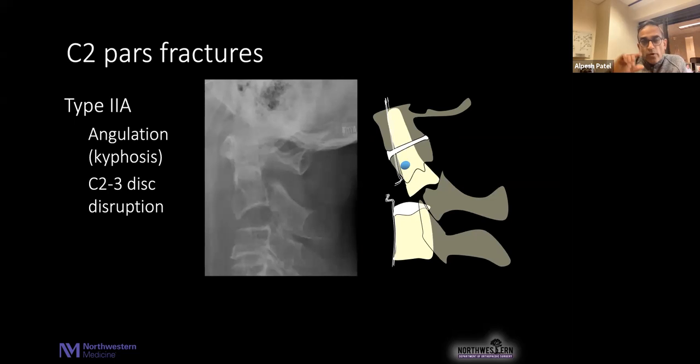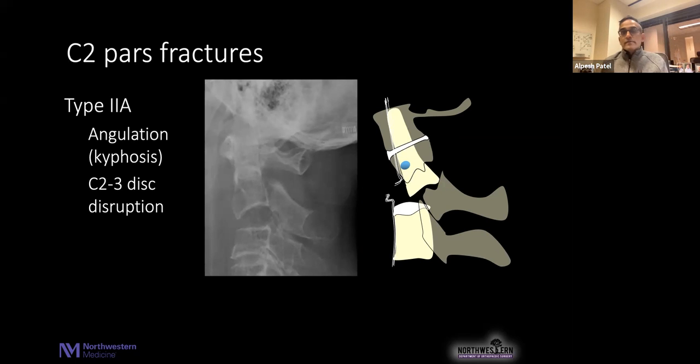Type 2A is where the angulation gets a little bit more, right? So you're talking about typically more than about 20 degrees of angulation. You'll oftentimes see disruption of the C2-3 disc as well. So the disc will look distracted, right? Or you'll see some frank translation through the disc itself. These are the unstable ones. These are the ones that are going to require surgical intervention, at least in my practice.